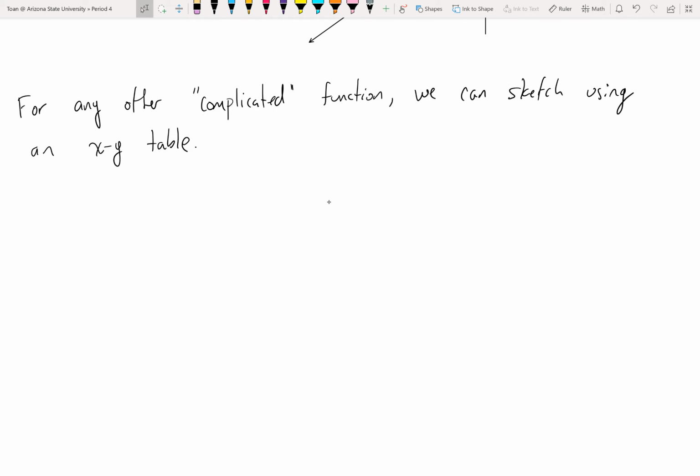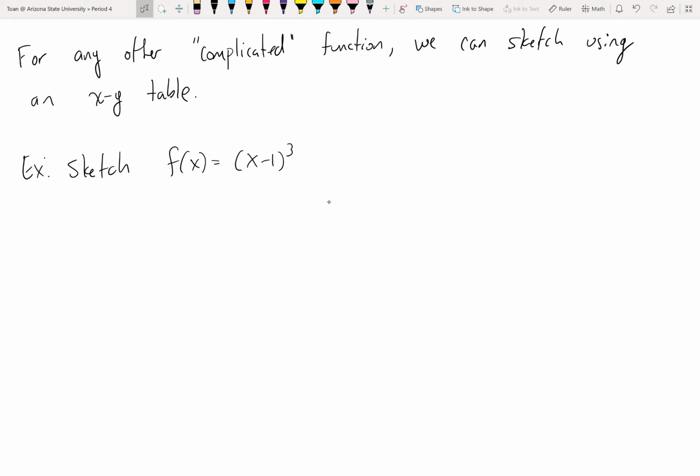For example, suppose I ask you to sketch f of x equals (x minus 1) cubed. Right, so it's not a line because it has an exponent of 3, and that's a pretty, quote, complicated function. I don't know what it looks like.